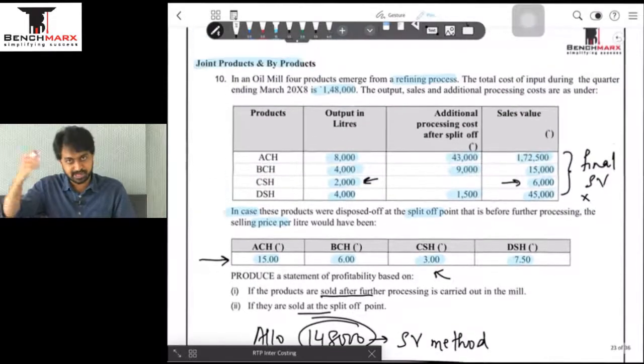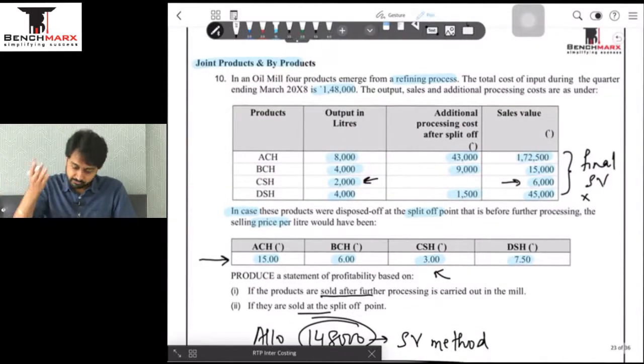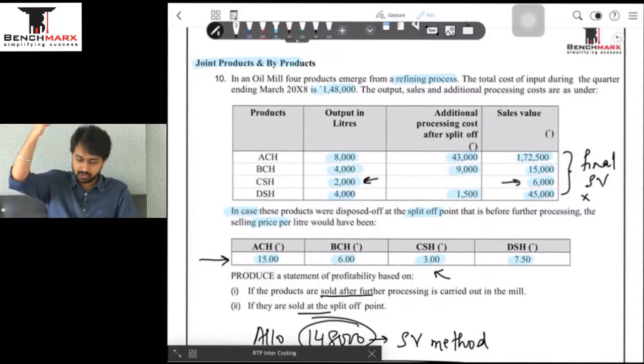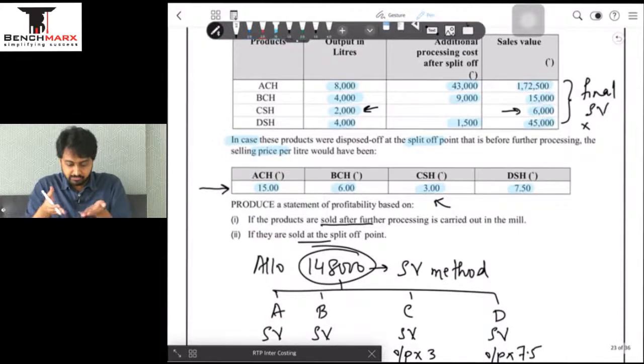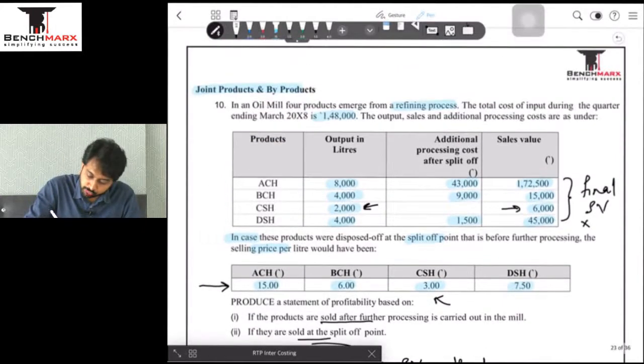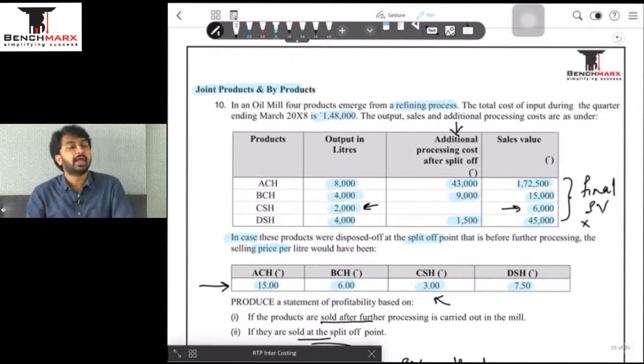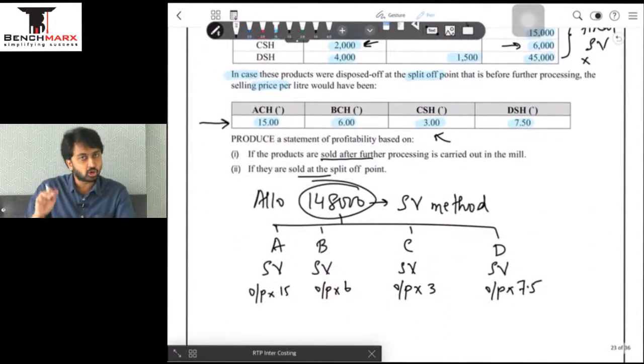We have the SV at split off, we have the common cost, we also have the post separation cost. We will get the profits if the goods are sold at final sale value. However, if the goods are sold at split off, we have the sale, we have the cost allocation, and we will then not take the column of post separation cost because we are selling at split off in part 2. And that's it. The only working note required is to split the cost in this ratio, and once this note is ready, we simply have to find the profits.